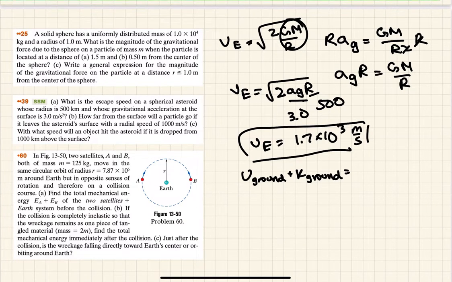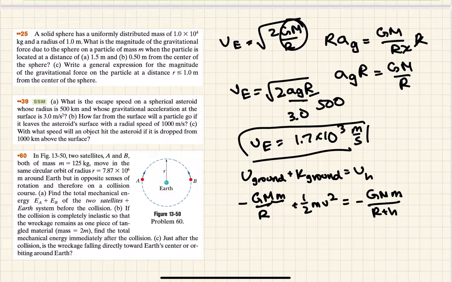And once it reaches the height we want to find, it has some amount of potential energy, no kinetic energy. That's where it stops. We have formulas for all this. This is just negative GMm over r, because it's potential energy, and then 1/2 mv squared, lowercase m. And that's equal to negative GMm over r plus h, because we're adding this extra height h to the distance.